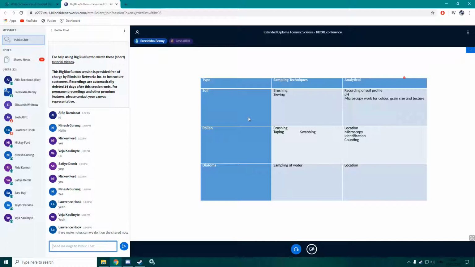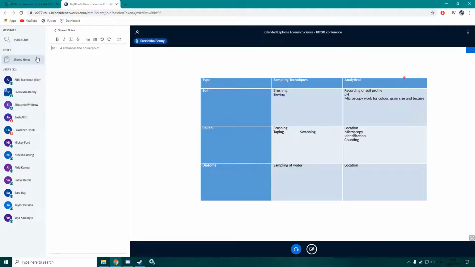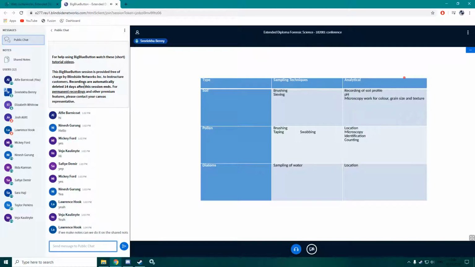Okay. So for analytical techniques, for example soil. I read your research activity, and no one added anything more than what I put. So do you think you can add a little bit more about analytical techniques of soil? I only put recording of soil profile, as you already know about the different layers of soil.